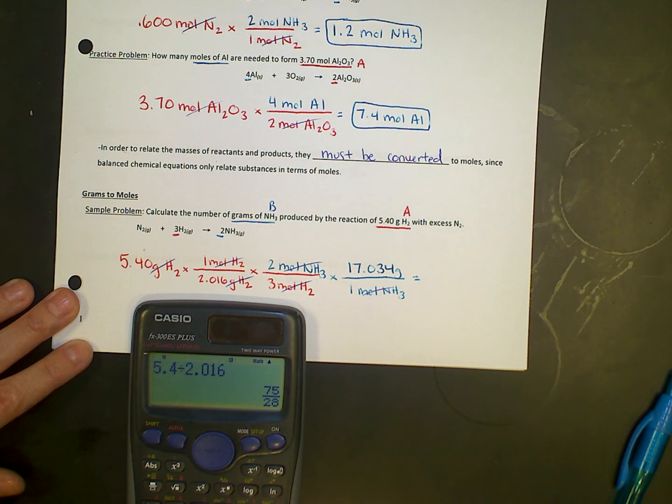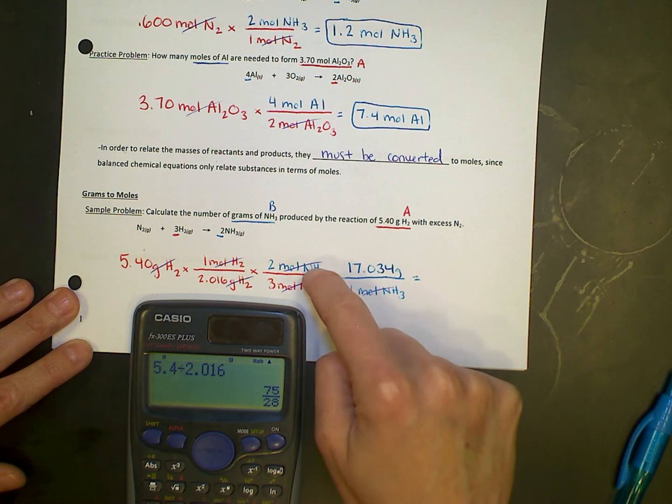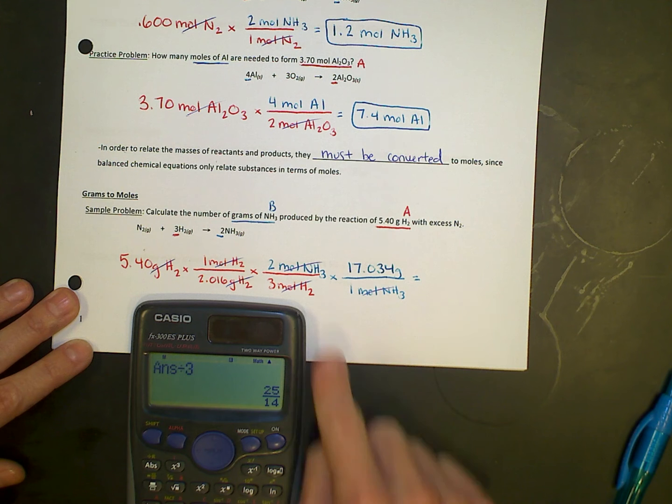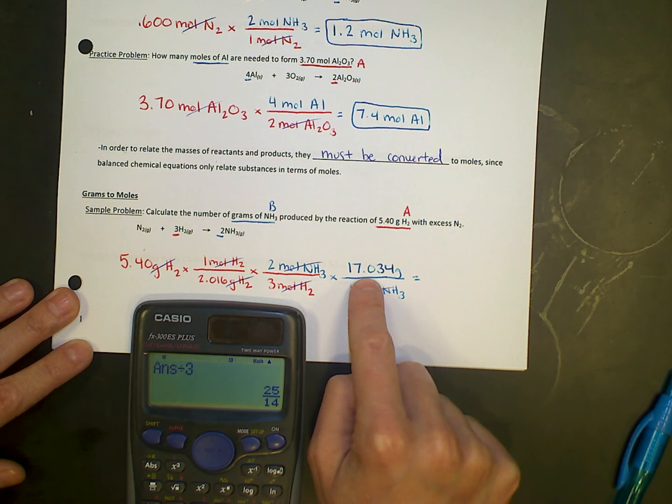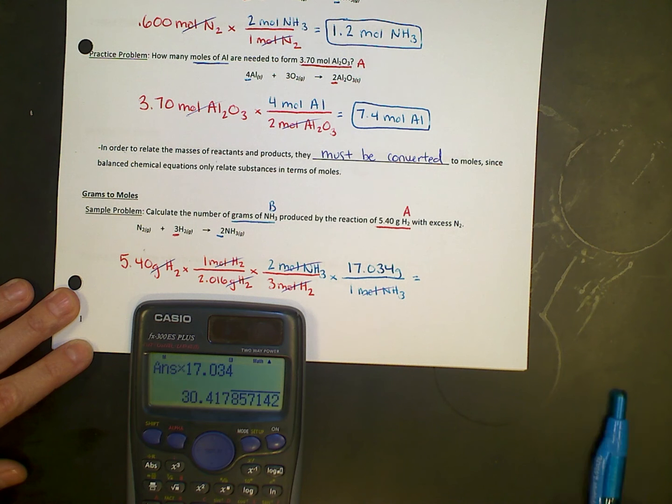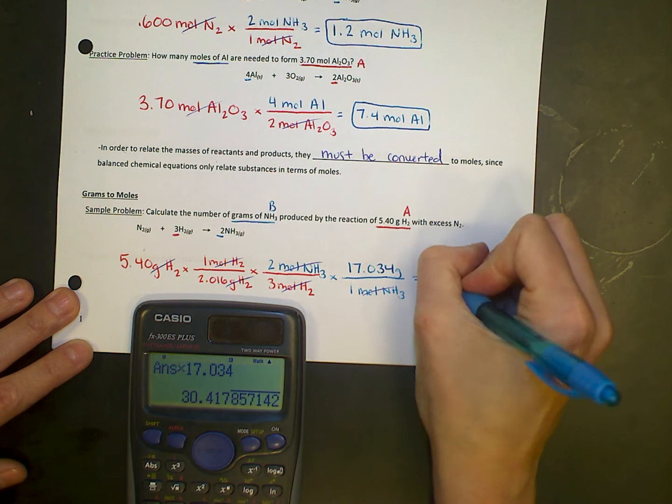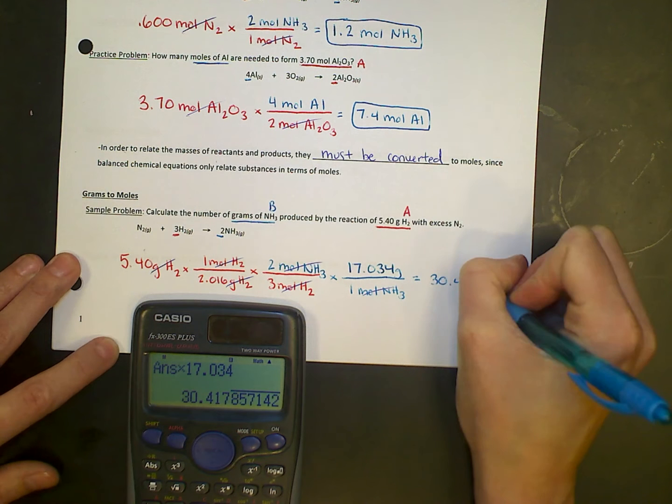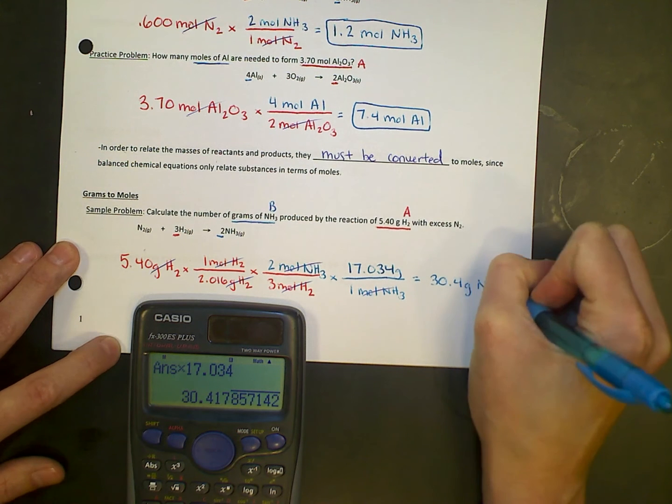Next thing you're going to do, leave that number in your calculator, and now we're going to multiply by 2 and then divide by 3. So multiply by 2, enter, divide by 3, enter. And then our last step is to multiply that answer by 17.034. So we're going to multiply by 17.034. And converting it to decimal, we get 30.4. And remember the units, it's going to be grams of NH3.